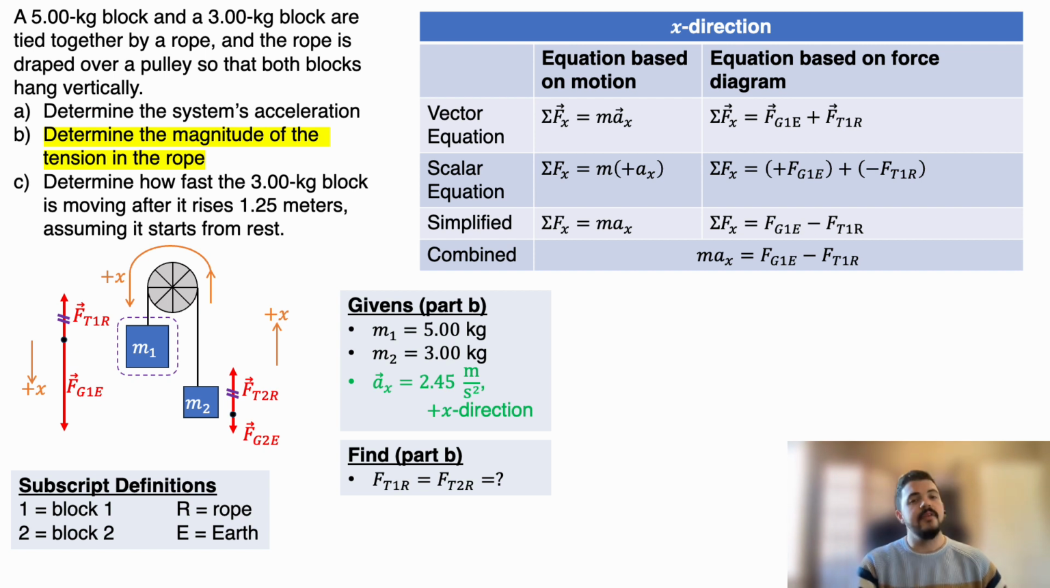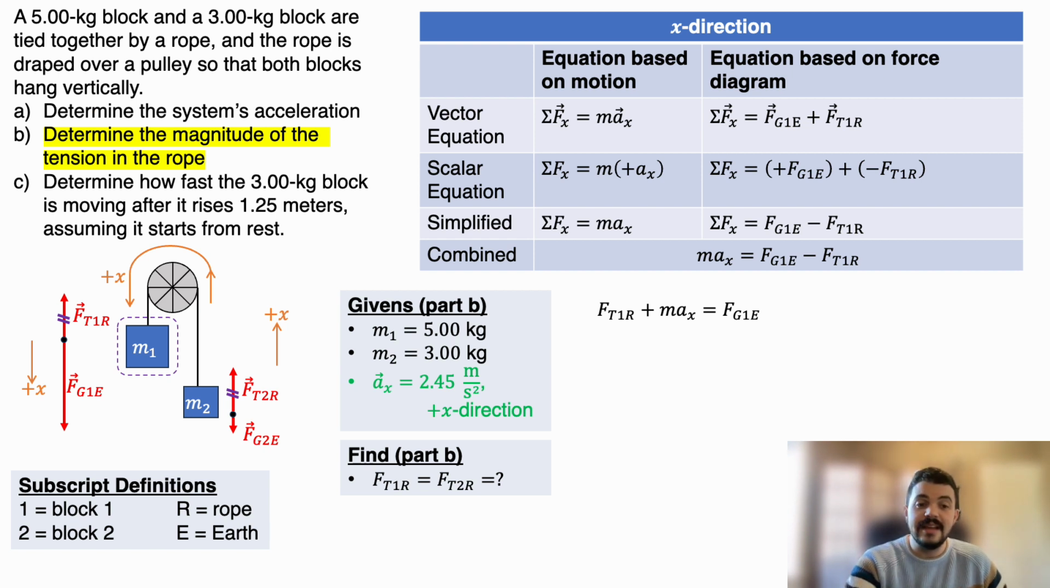What's the thing I'm looking for? The thing I'm looking for is tension. So let's go ahead and do a little bit of algebra to isolate the tension force. The first step will be to add the tension force over to the other side of the equal sign, leaving us with the tension force plus mass times acceleration is equal to the gravitational force.